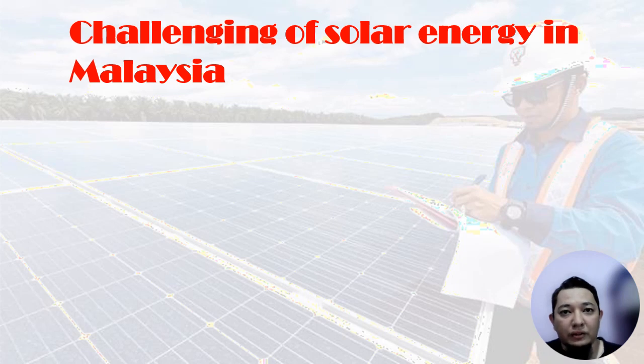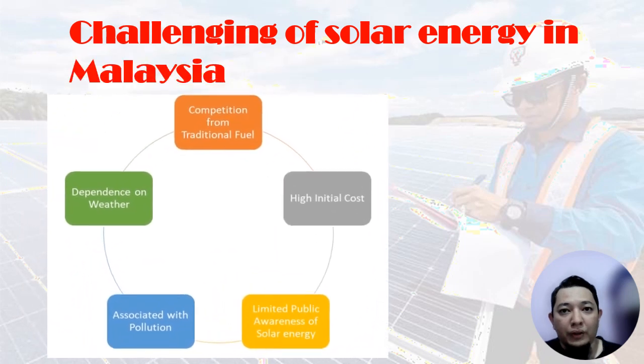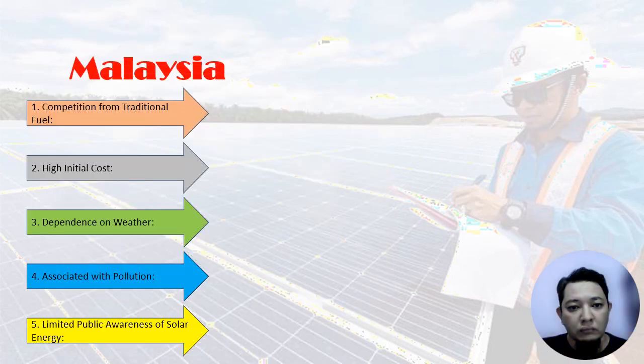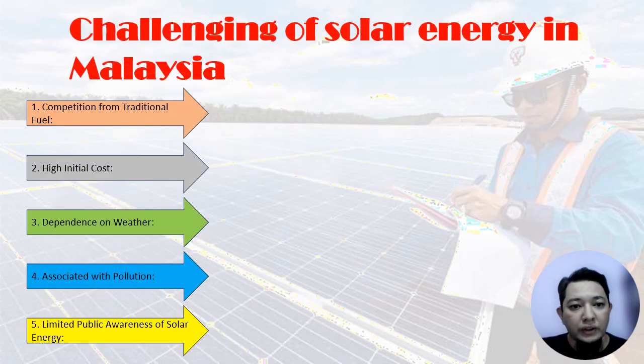The slide shows the main points, which have five contents as follows. First, competition from traditional fuel, high initial cost, dependence on weather, association with pollution, and limited public awareness of solar energy. These are the main points for the challenges of solar energy in Malaysia.